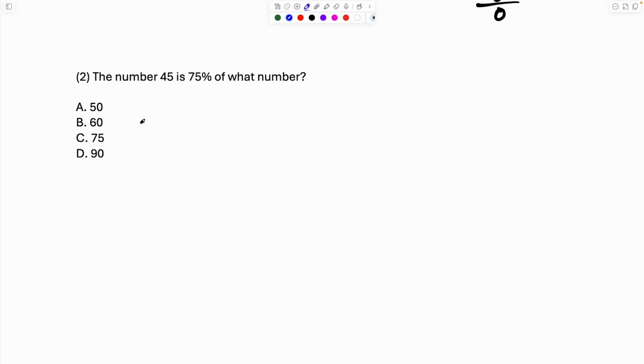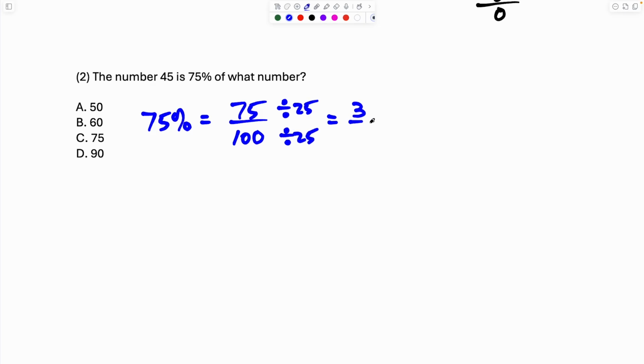Question 2, we have: 45 is 75% of what number? For this one, we could follow the steps. We could take 75% and turn this into a fraction, so we have 75 out of 100. Now, the notes say to turn the percent into a decimal, but you can also use a fraction to get your answer. I'm going to reduce this fraction by dividing numerator and denominator by 25, and we get 3/4.